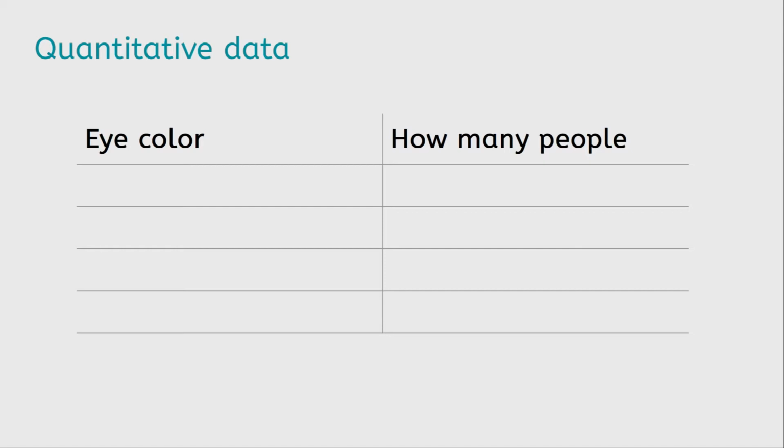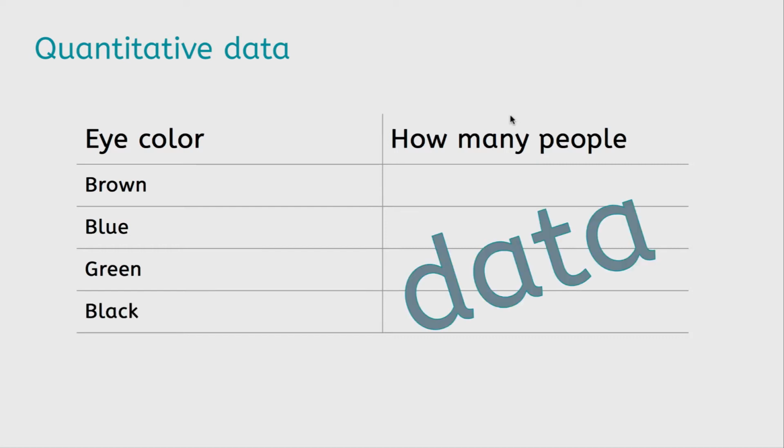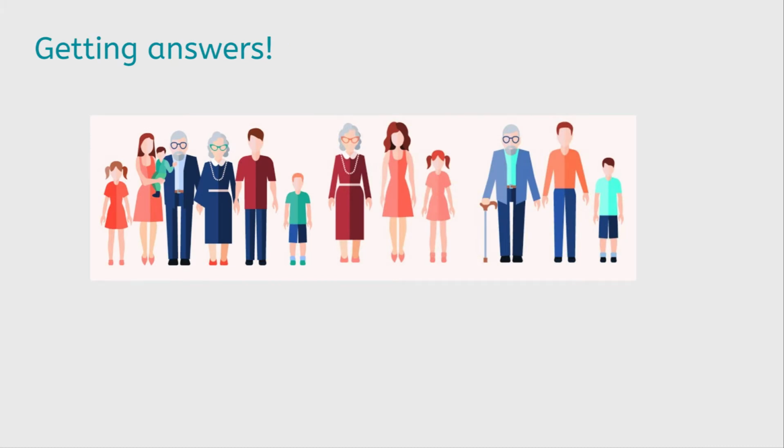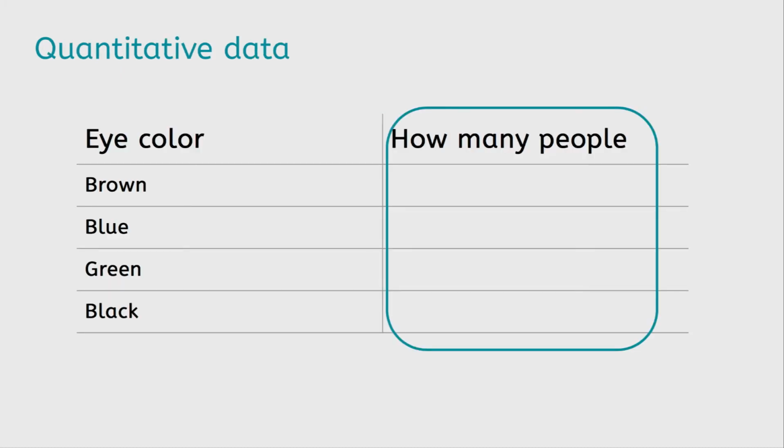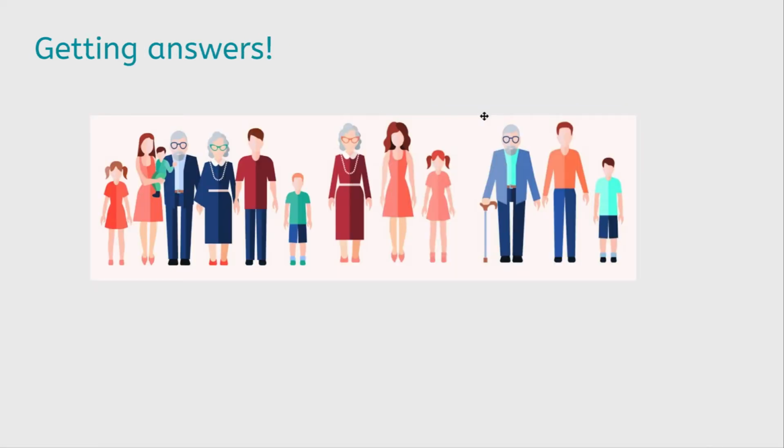We know what to put under eye color: brown, blue, green, and black. We will make a tally mark for every time we get an answer for one of our colors. This is our data. We will ask everyone in the family what color their eyes are. And their answers will go in our data column, the how many people column. Well, let's get to it. What color are your eyes?